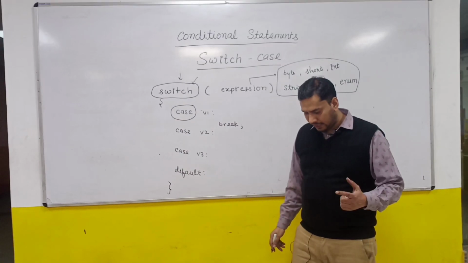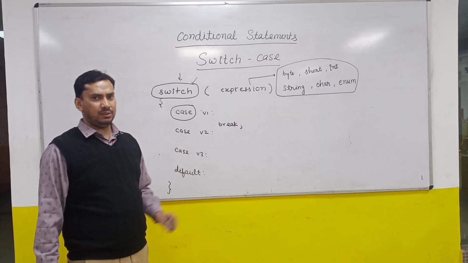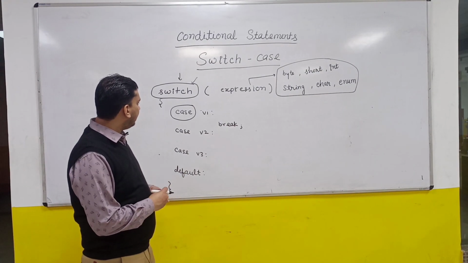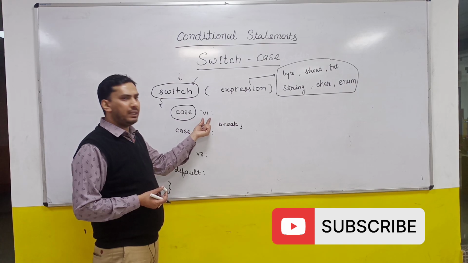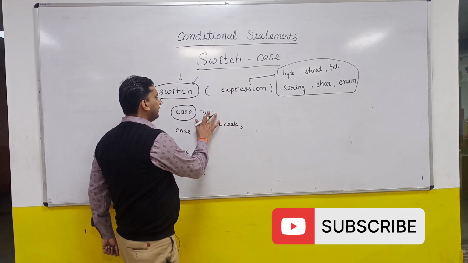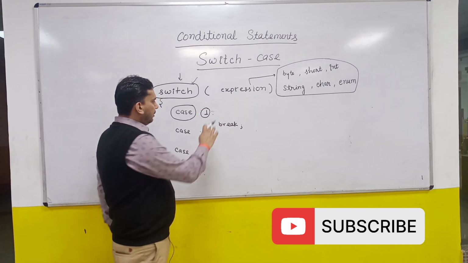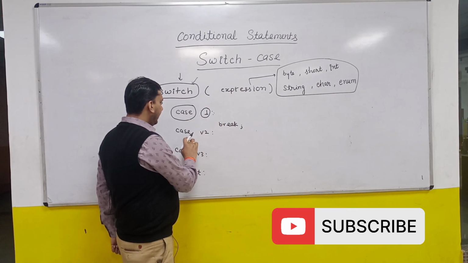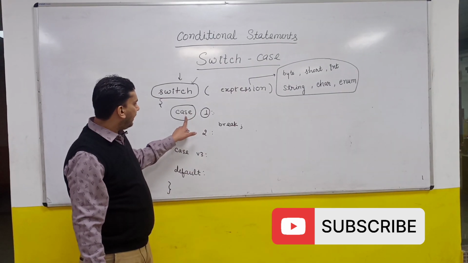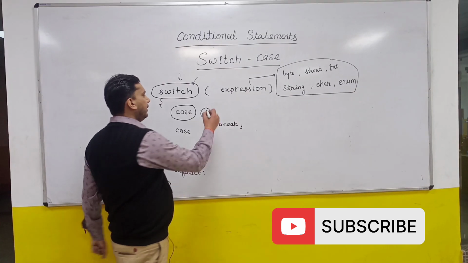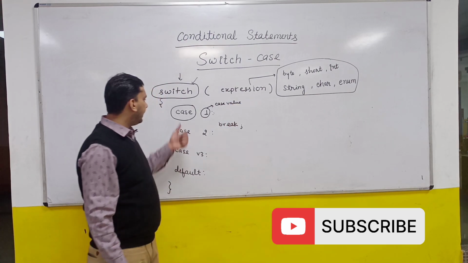Now regarding the case, again many Oracle certification questions are framed on this, and generally you get one question from the switch case every time. Case is a keyword. How do you define a case? Case space some case value. Let's say you are writing case 1. This is a value followed by a colon. So you will be writing case space 1 colon, case space 2 colon, case space 3 colon, and so on. Case is a keyword, and then this is a value, so you call it the case value. This is your second keyword.